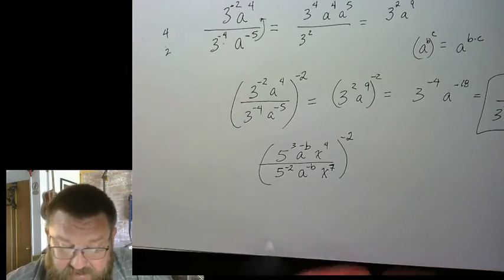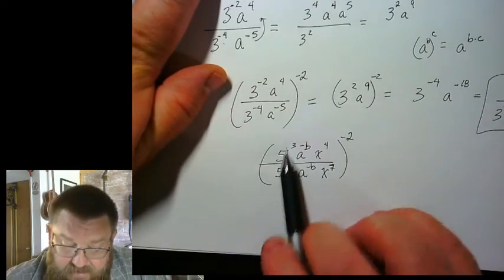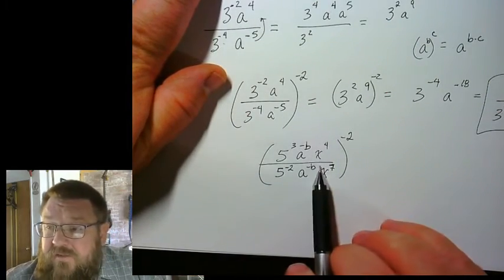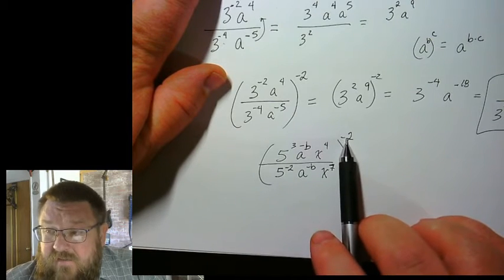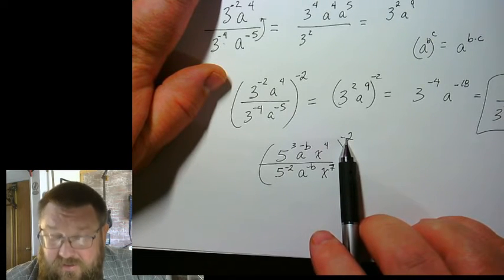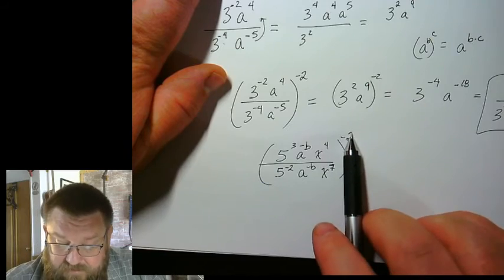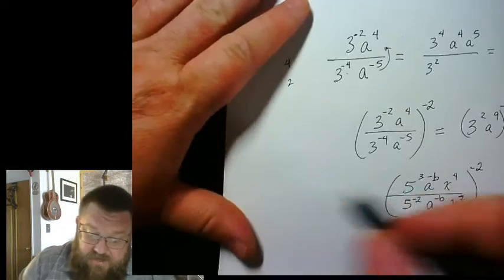I know it's ugly. Look, do this in like 4 steps, right? Do the 5's first, do the b's first, do the x's first, then take care of that negative exponent. There's a couple things you could do. Like for example, if this was a negative 1, let me show you.